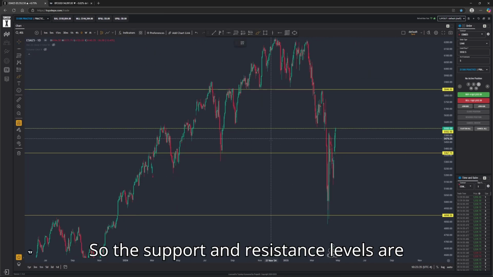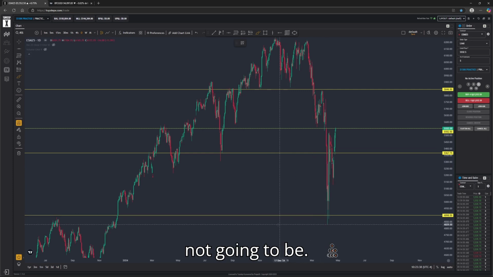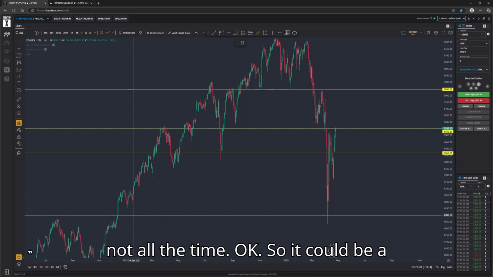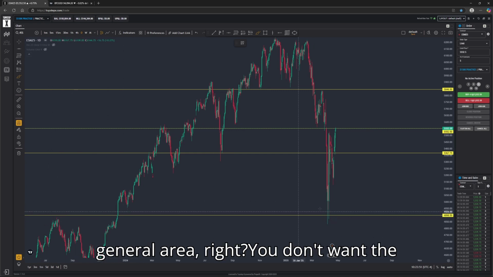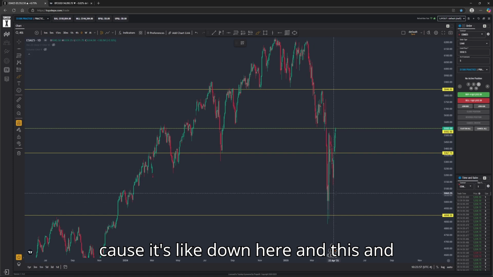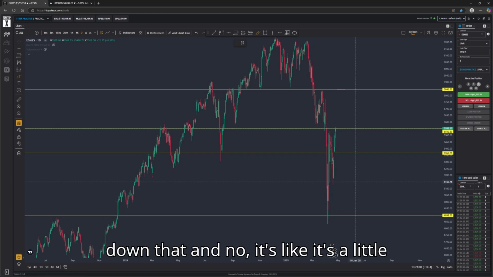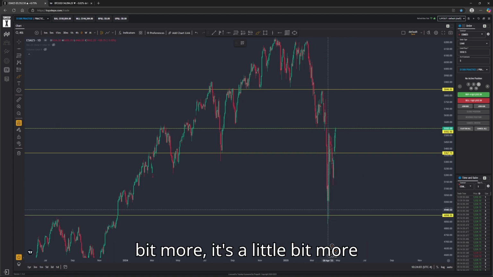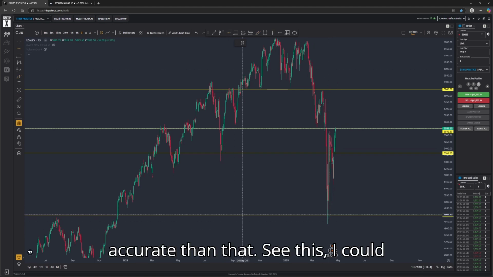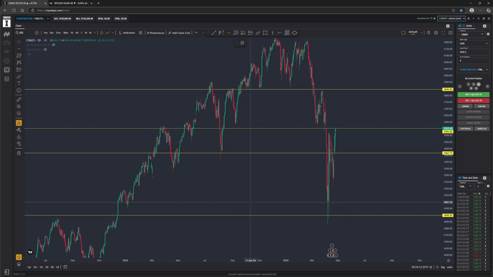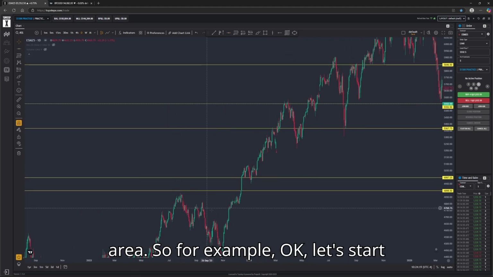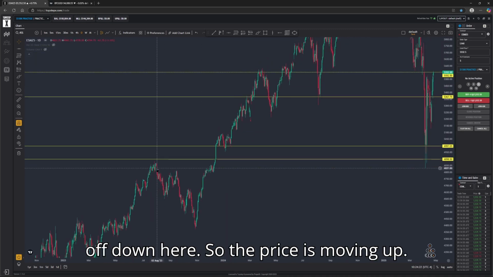The support and resistance levels are not going to be right at the tip of the candles, not all the time. It could be a general area. You don't want to ask, is this support, because it's down here and down there. It's a little bit more accurate than that. I could have moved it to here, and that's another area. So for example, let's start off down here.